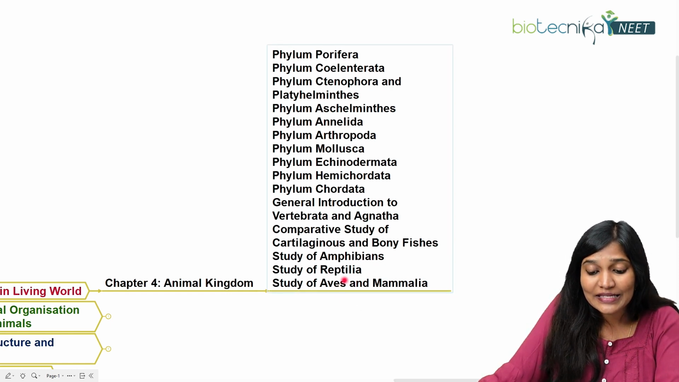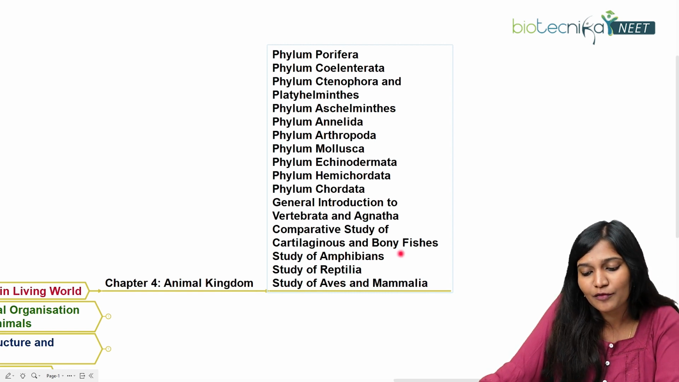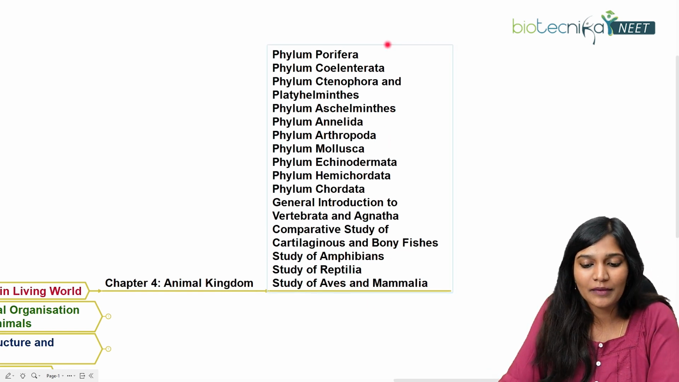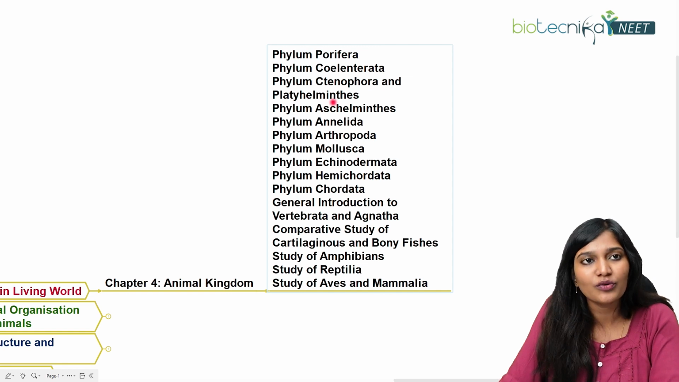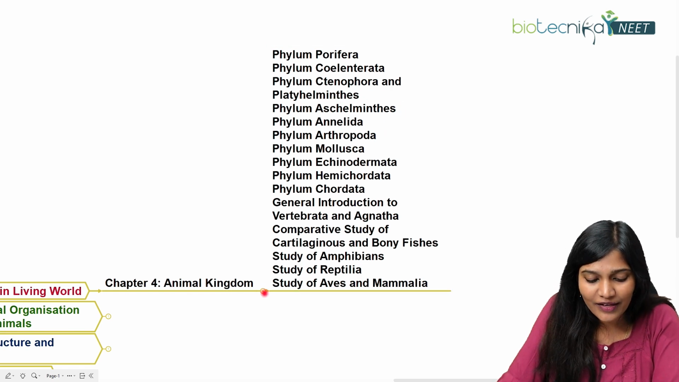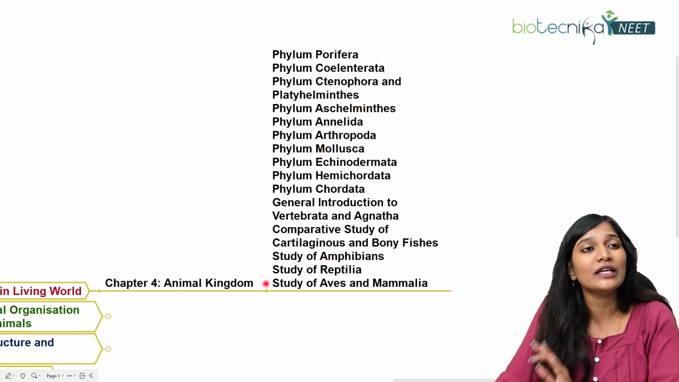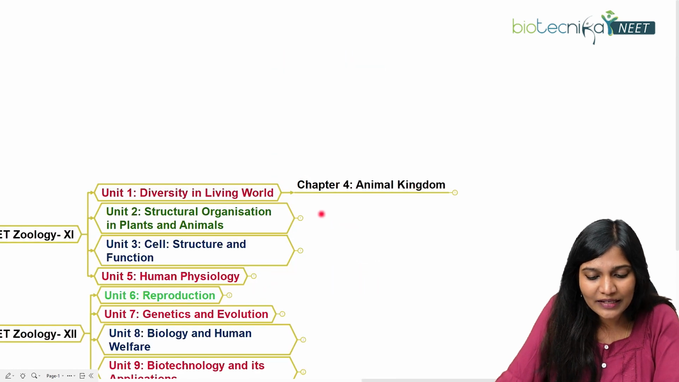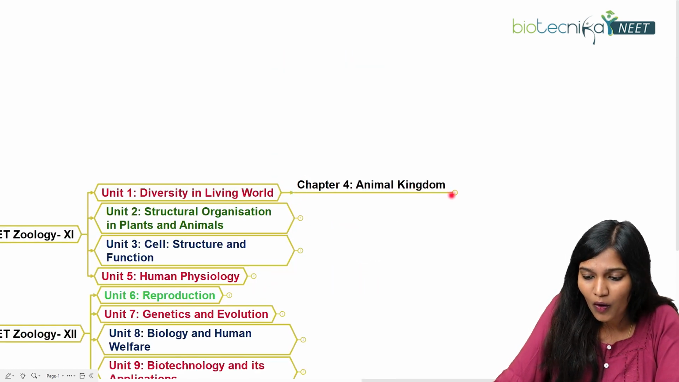Most importantly, the examples which are given beneath mammalia, aves, reptilia, amphibians will be asked in the examination. So when you're going to study this unit, study in the form of a tabulation with all the images and all the examples. You don't have to study any other example. Animal kingdom is very easy if you keep revising it.